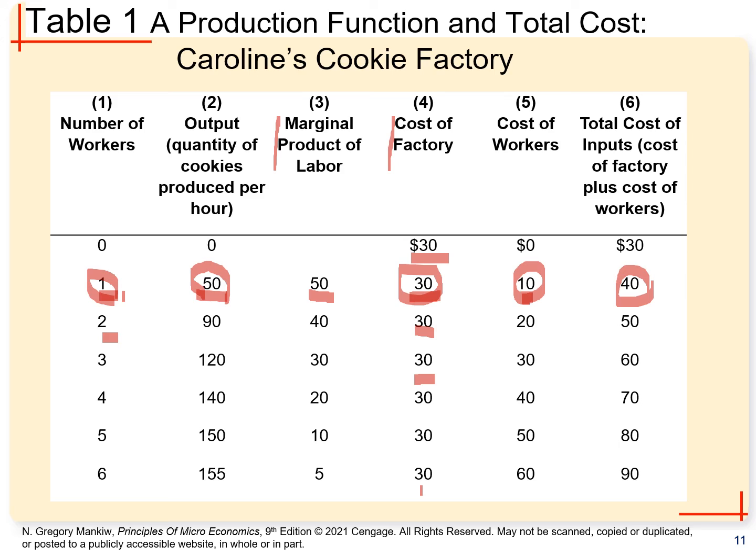Let's say you had another worker here, 2 of them. Together they bring 90. It jumped 40. That's your marginal. From 50 to 90, it jumped 40. Your fixed cost is the same. Your labor cost doubles now because you have 2 people here, and your total cost is going to be 50 in that column. Cost of workers and cost of factory, 20 plus 30, it becomes 50. You just go on like this.